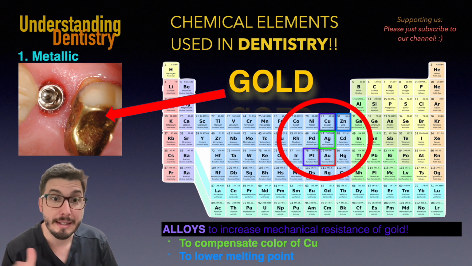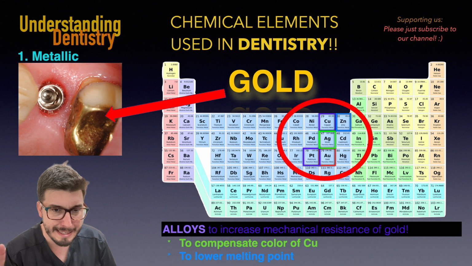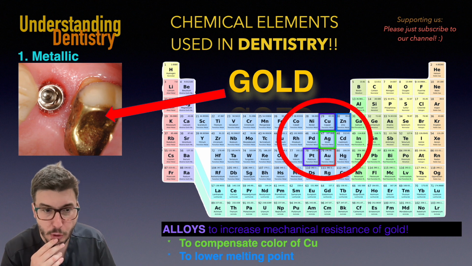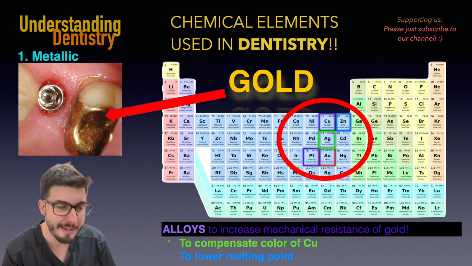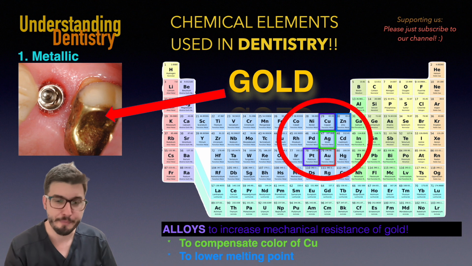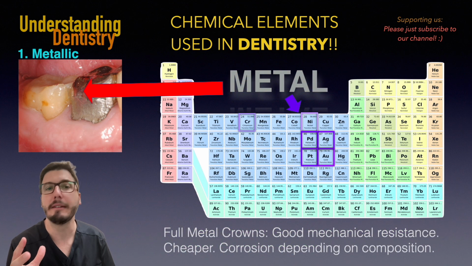So depending on the dental laboratory, a different proportion, a different alloy would be used, but basically that's the main alloy described by the books, right? So those are the alloys and the reasons why to use the alloy for gold restorations. So let's see the next one, and the next one is the full metal crowns.